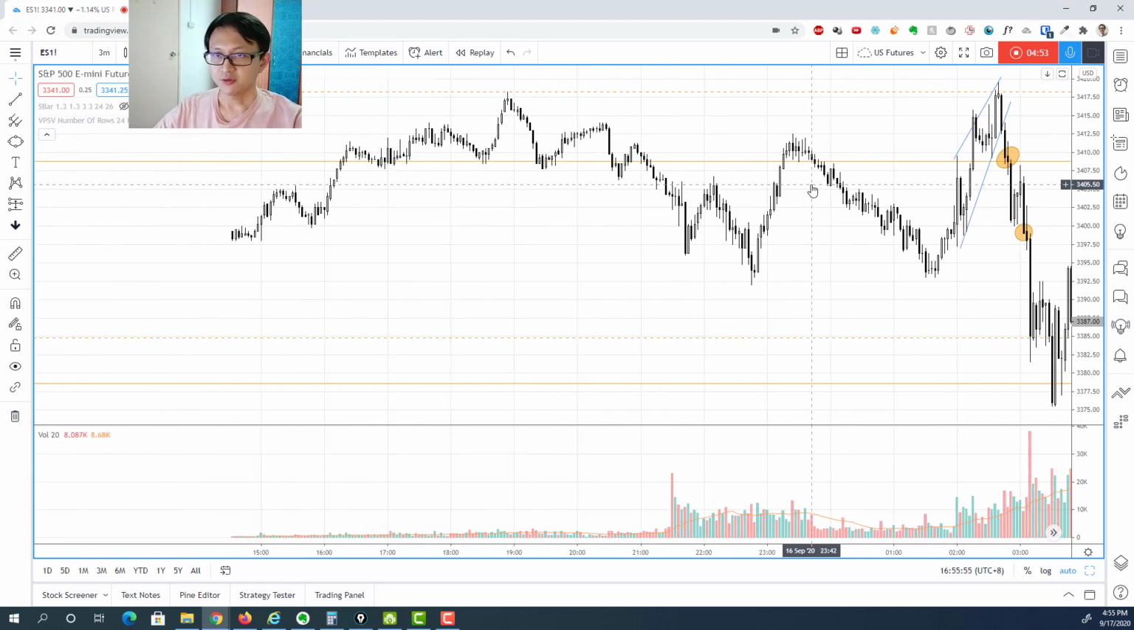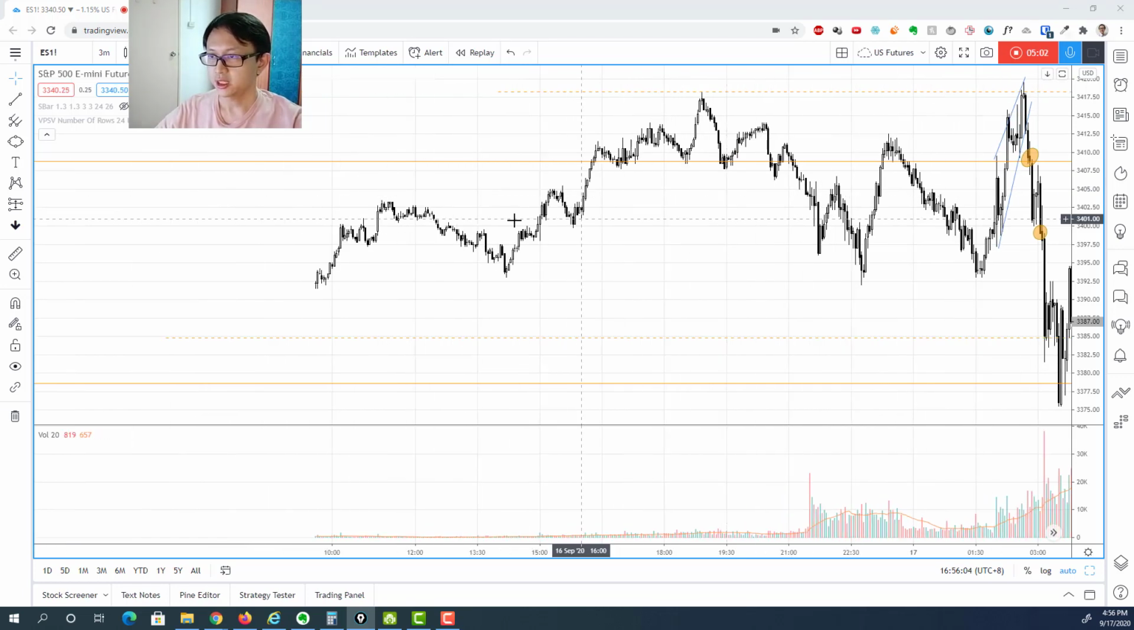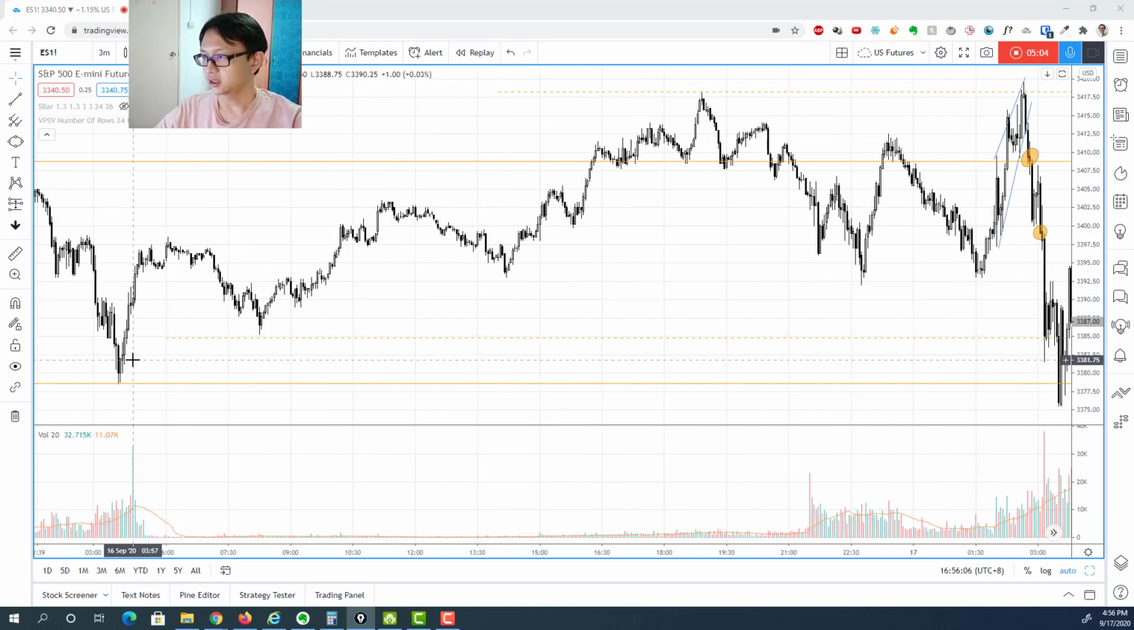Okay, but before I dive into the trade review, let me just give you a bit of the context. Let me zoom out a little bit here. So we see the previous session, the previous US session is ending right here, and that's the Asian time zone.